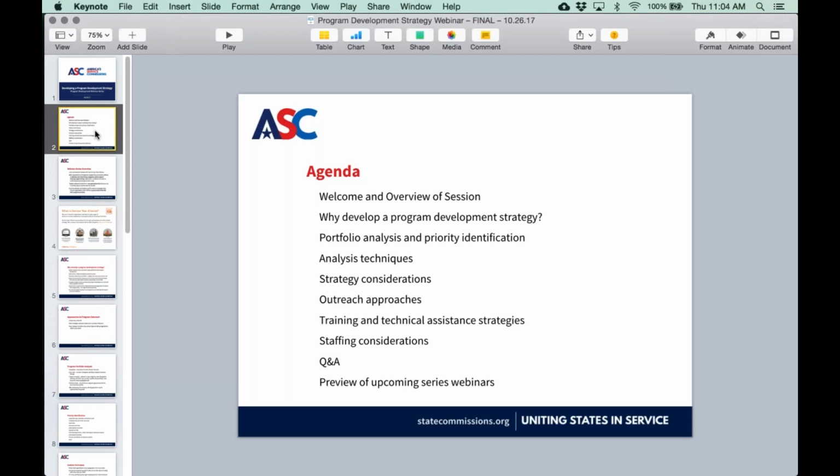Outreach approaches, so once you identify those priorities and know what exists in your portfolio and what it looks like in your state, how might you do some outreach in order to cultivate new programs. Talking about training and technical assistance strategies as well as staffing considerations, because one of the things we will see throughout today's session is that program development work is fun and exciting, but it also is very time consuming. So make sure that you have appropriate staff in place or consultants or others to help you with that work. Also, we'll have Q&A, but I encourage folks to ask questions along the way, particularly using the chat box. And then we'll talk about the preview of the upcoming series webinars.